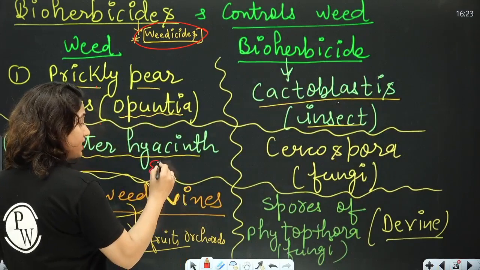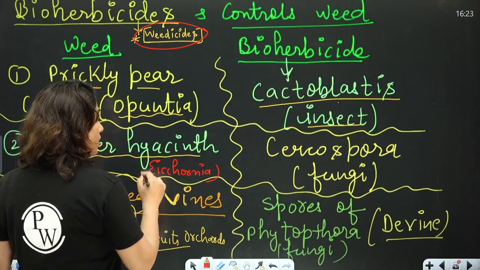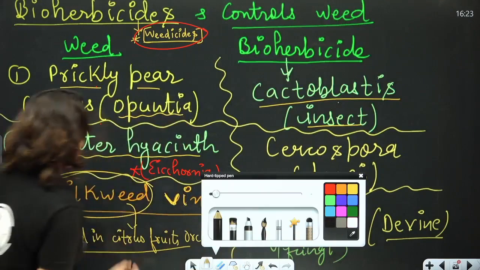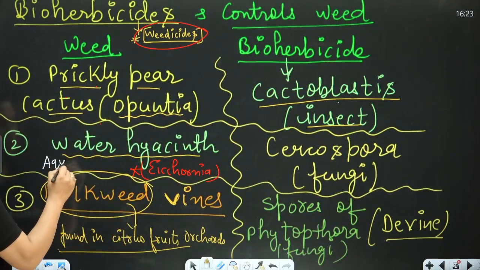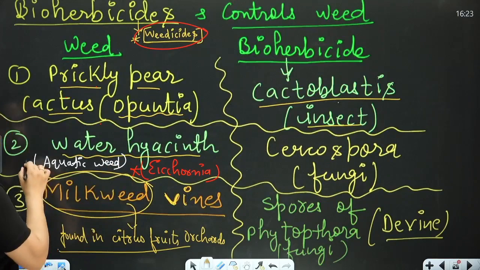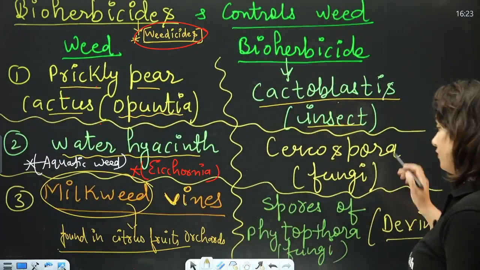This is also called Eichhornia. It's a very problematic weed of water bodies. It's an aquatic weed. Water hyacinth is an aquatic weed. It's an unwanted plant in water bodies. It is also called the terror of Bengal. Right? So we can control this with the help of a fungus.